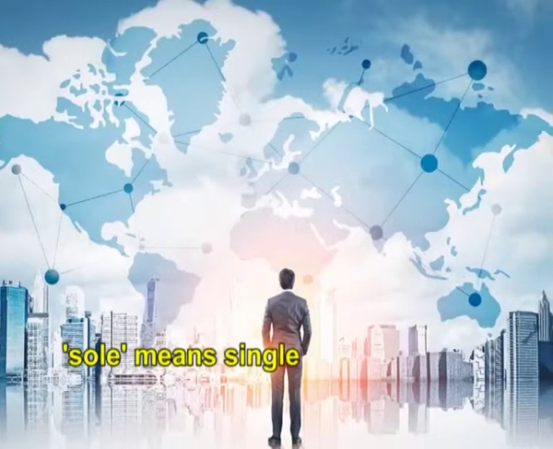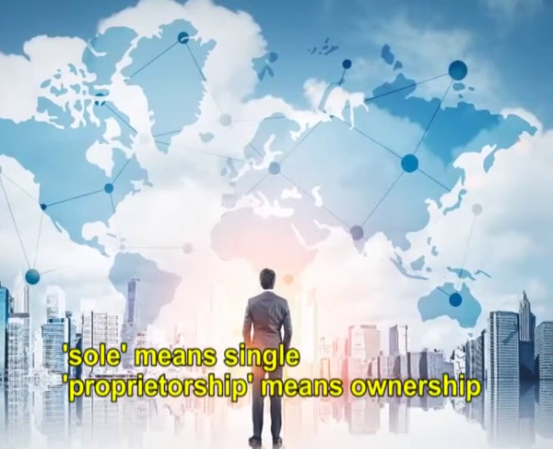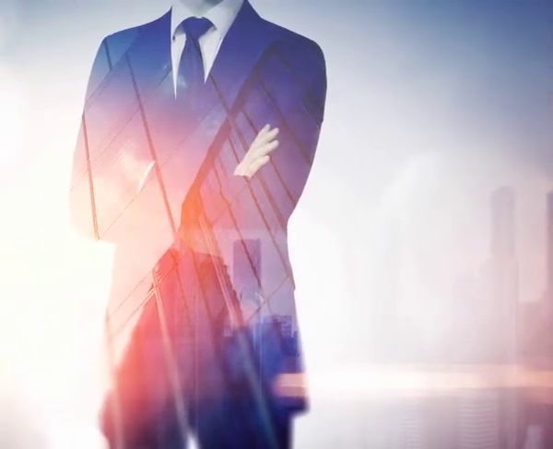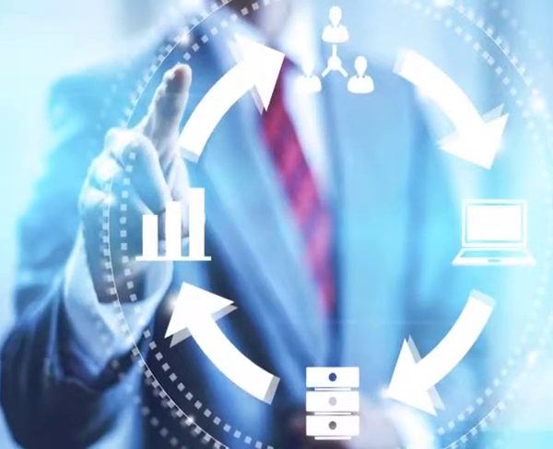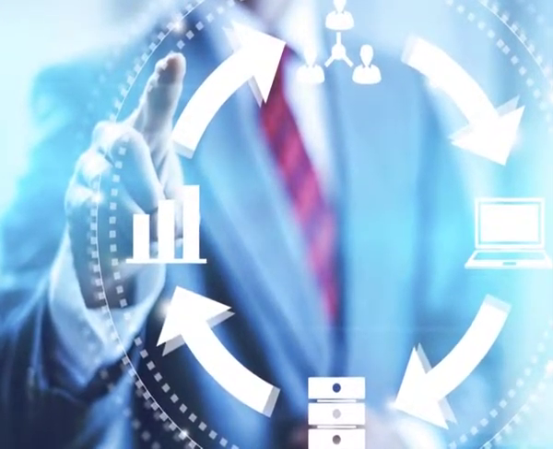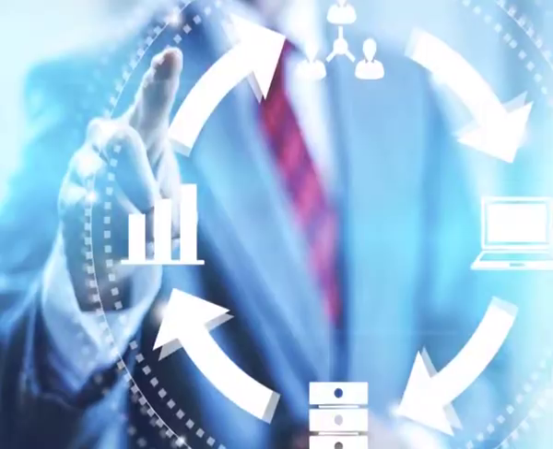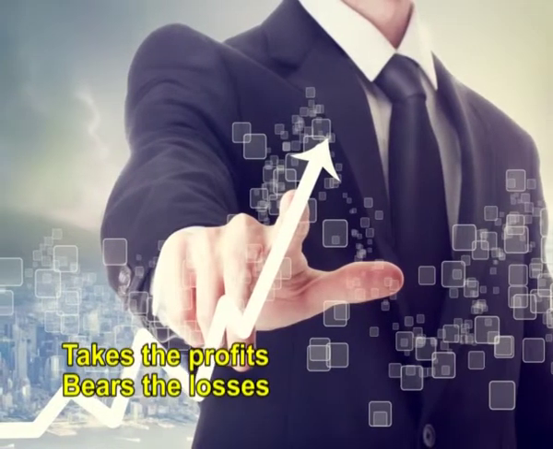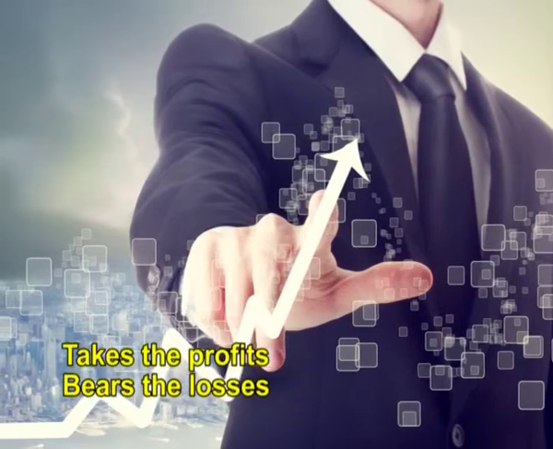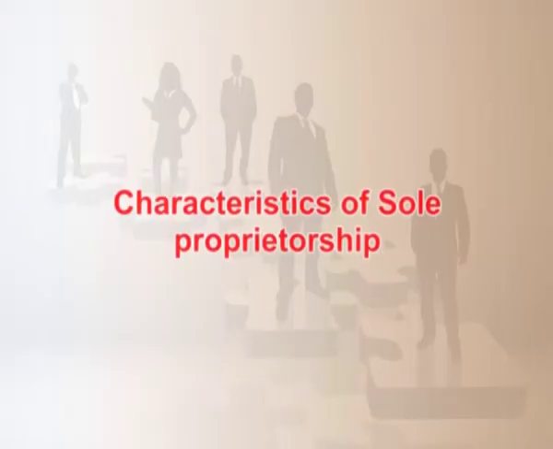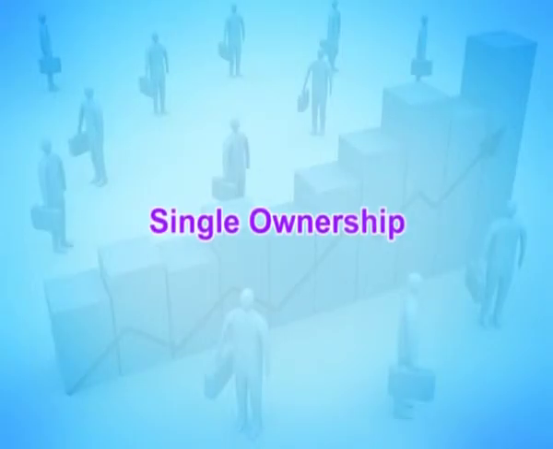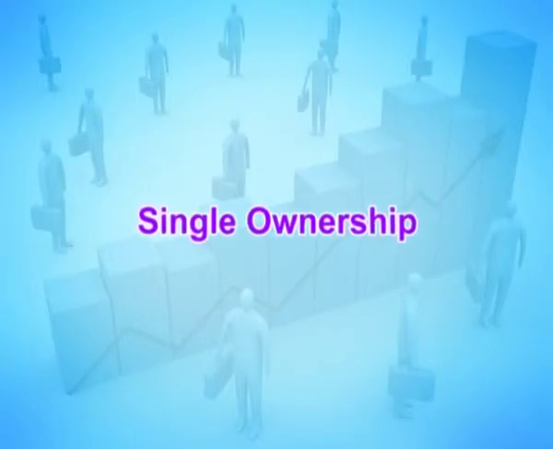The term sole means single and proprietorship means ownership. So, only one person is the owner of the business organization. This means that a form of business organization in which a single individual owns and manages the business, takes the profits and bears the losses is known as sole proprietorship form of business organization. Now, what are the characteristics of sole proprietorship? Now, to start with, A, that is single ownership.